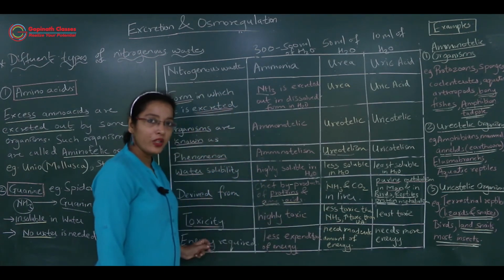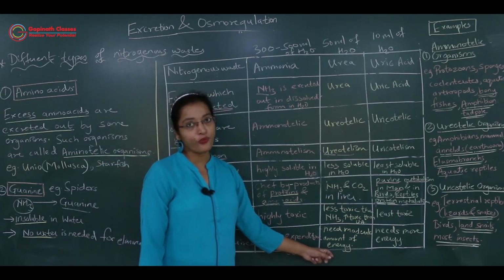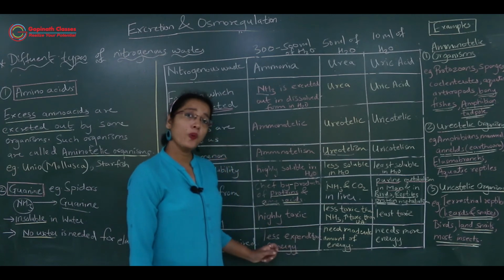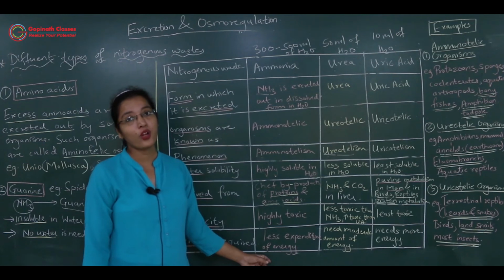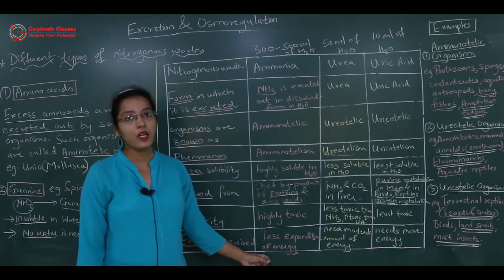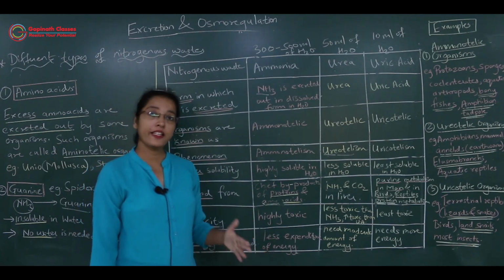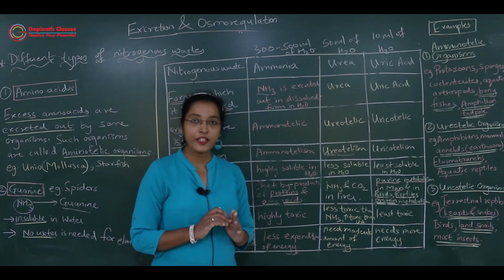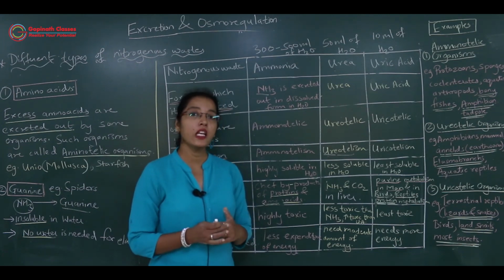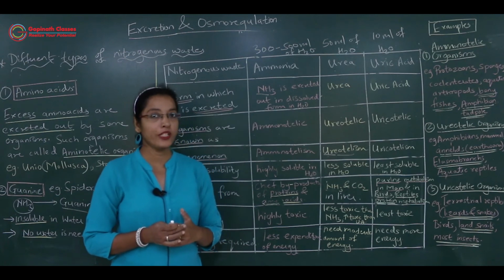Okay, then what about the energy? A moderate amount of energy is needed for formation of urea, whereas very little energy expenditure is needed for elimination of ammonia. Why? Because ammonia easily dissolves in water, and an excess amount of water is there in the outside medium. So organisms can easily eliminate ammonia, and not that much energy is needed for its elimination.